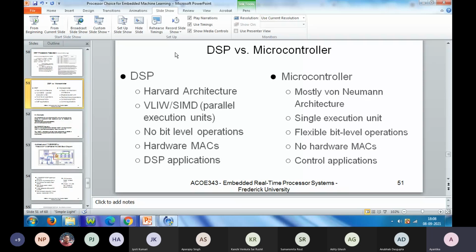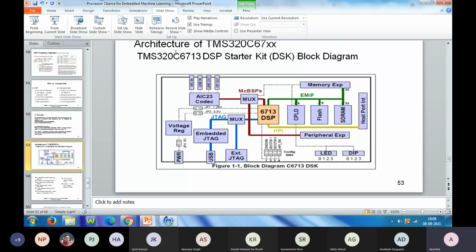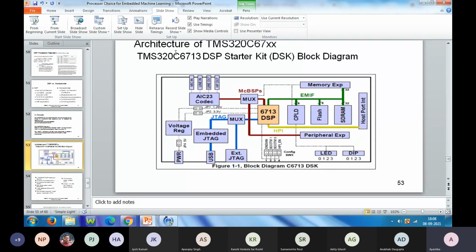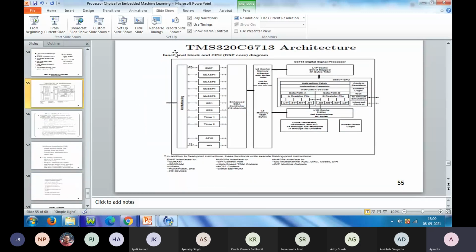What is the difference between DSP versus microcontroller? This is one example that shows the basic architecture you have in your DSP processor. You can just look into this slide after this part. You have this JTAG, which is for communication and also for debugging. Other than that, I think you will understand the components. No need to remember this slide, don't worry, there will be nothing in the exam. This is just to show you how one DSP architecture looks.